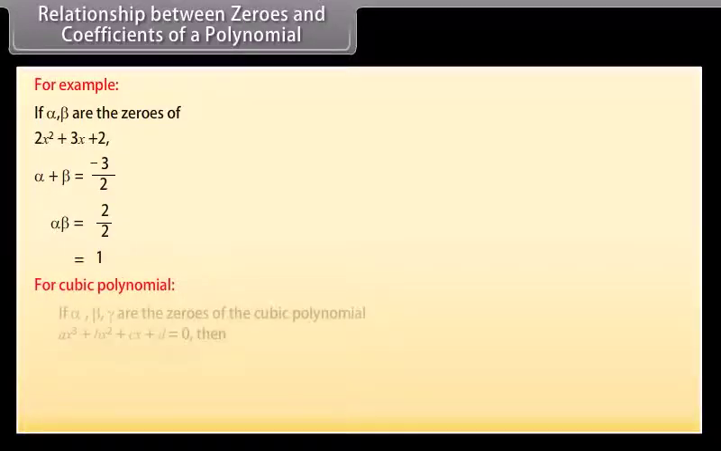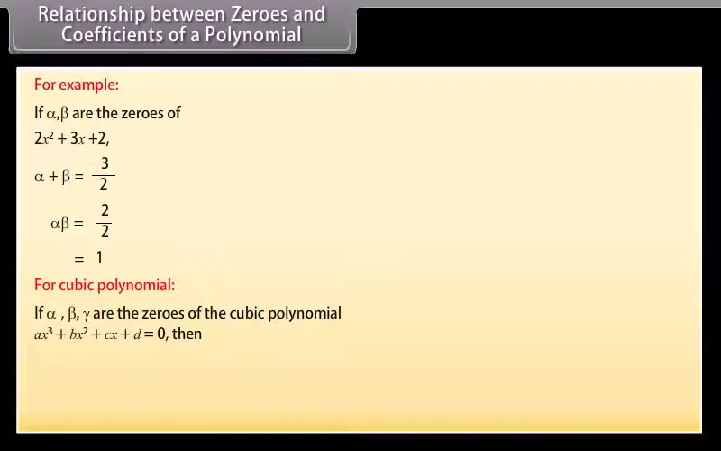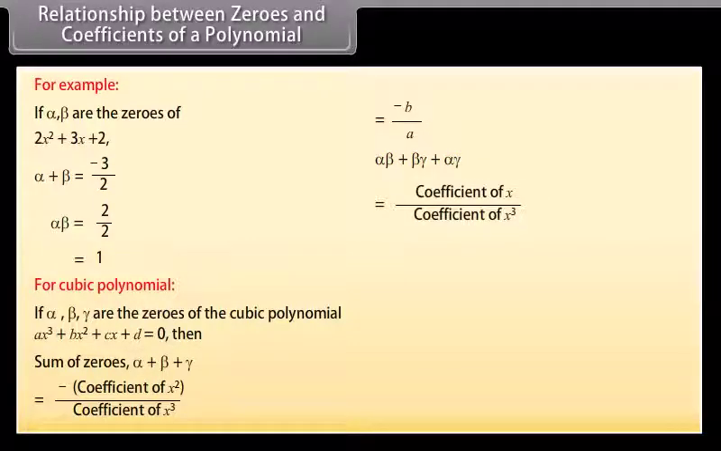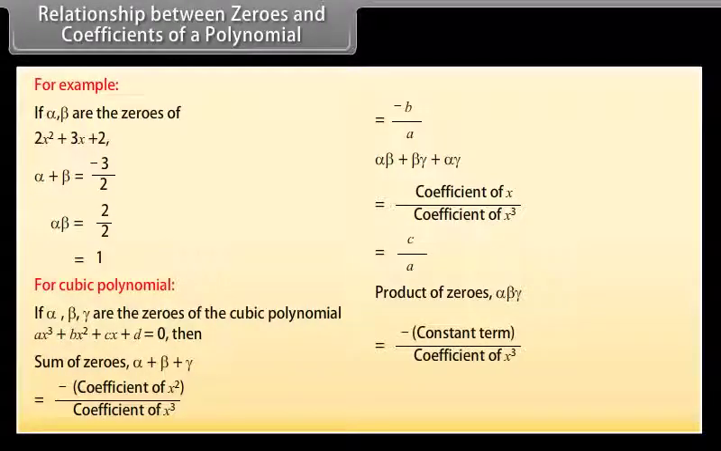For cubic polynomial, if alpha, beta, gamma are the zeros of the cubic polynomial ax cube plus bx square plus cx plus d equal to 0, then sum of zeros, alpha plus beta plus gamma, is equal to minus coefficient of x square upon coefficient of x cube, which equals minus b upon a. Alpha beta plus beta gamma plus alpha gamma is equal to coefficient of x upon coefficient of x cube, which equals c upon a. Product of zeros, alpha beta gamma, is equal to minus constant term upon coefficient of x cube, which equals minus d upon a.